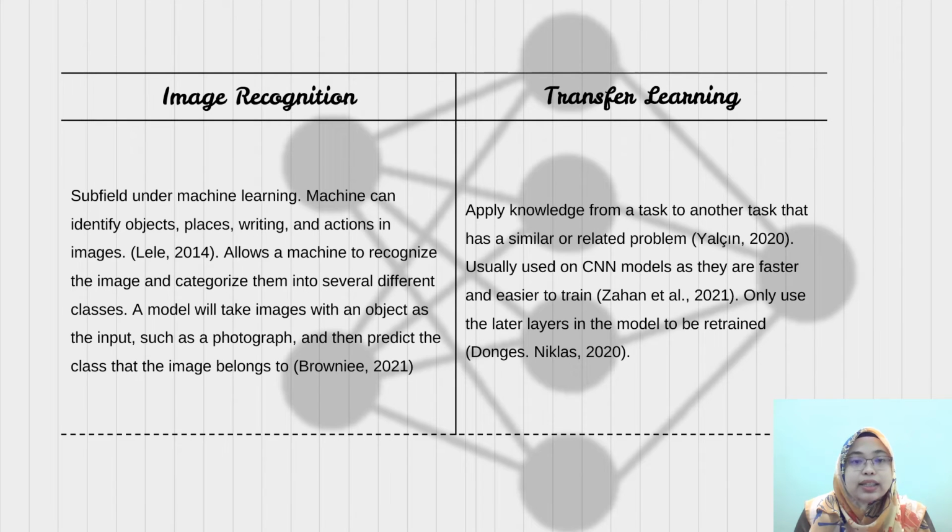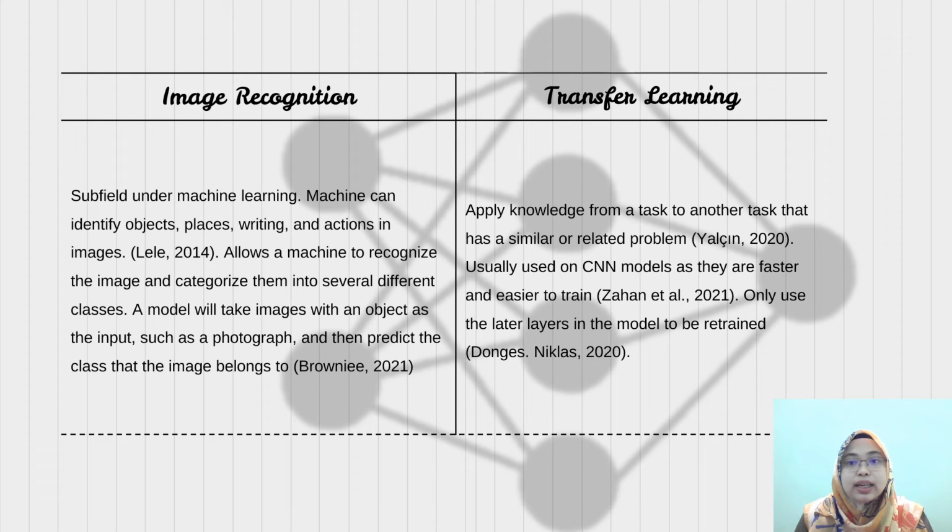The next one is image recognition. Image recognition is a subfield under machine learning. A machine can identify objects, places, writing, and actions in images. Image recognition allows a machine to recognize the image and categorize them into several different classes. A model can take images with an object as the input, such as a photograph, and then it will predict the class which the image belongs to.